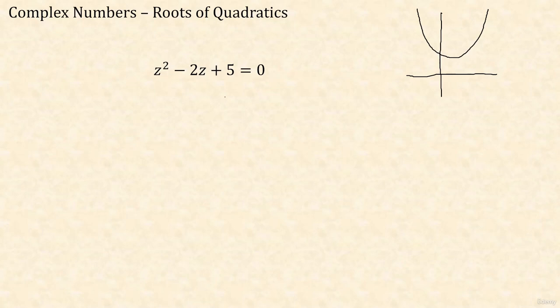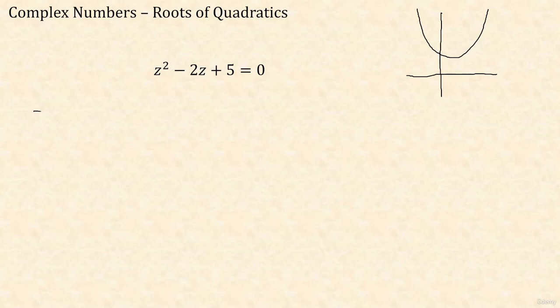Now there are really two ways of doing this. You can use the quadratic formula and that's going to work absolutely fine, or you can use completing the square. Generally I tend to use completing the square if it's a quadratic with complex roots, but in this question I'm going to show you how to do both.